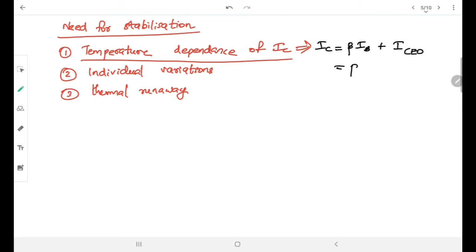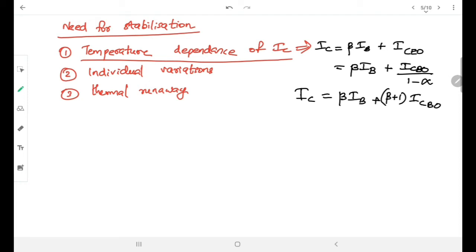ICEO can be written in terms of alpha, that is beta IB plus ICBO by 1 minus alpha, that is ICEO. It can also be written in terms of beta: 1 by 1 minus alpha is beta plus 1. So 1 by 1 minus alpha can be replaced as beta plus 1. So the expression for IC in terms of beta is IC is equal to beta IB plus beta plus 1 into ICBO. So what will happen when temperature changes?